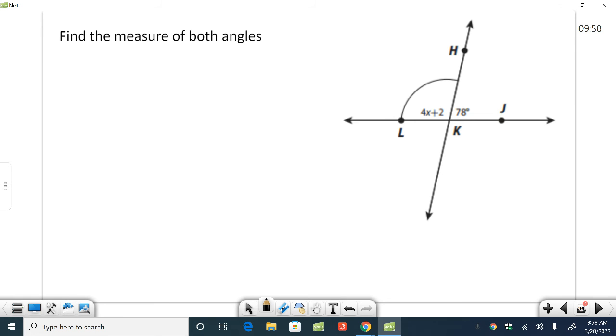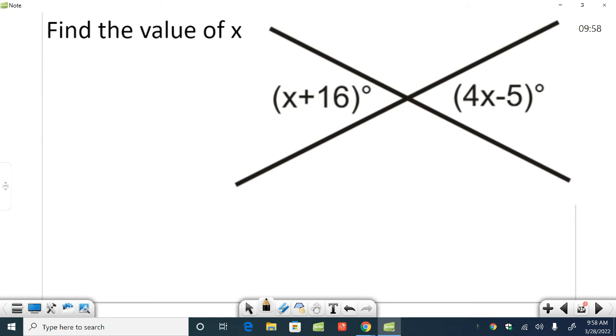All right, so now it says to find the measure of both angles. Well, what was the answer to what we just did? X was 25 degrees, okay? The one right above it says find the value of x. Oh, this one's further down. We'll just skip that one. Okay, this one says find the value of x. How would I set it up?